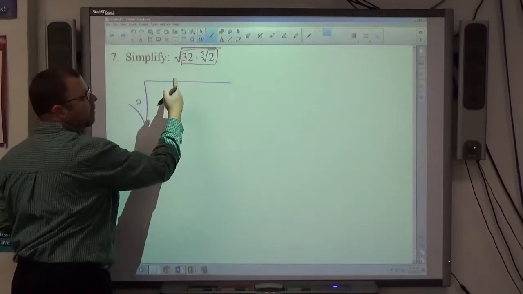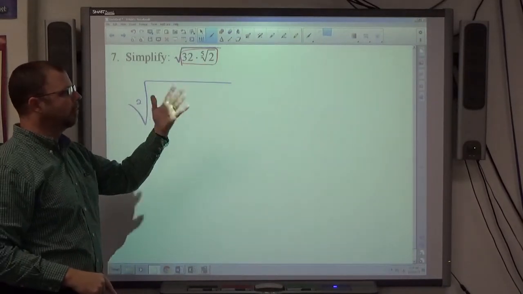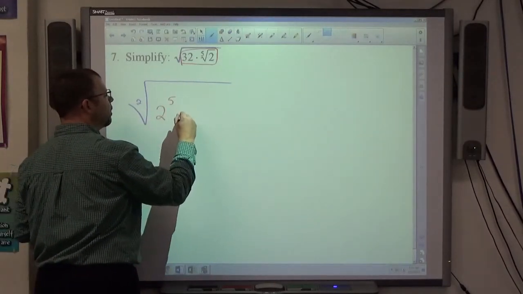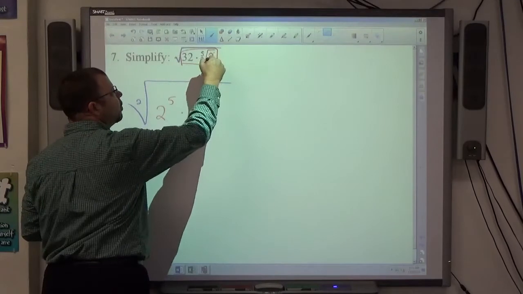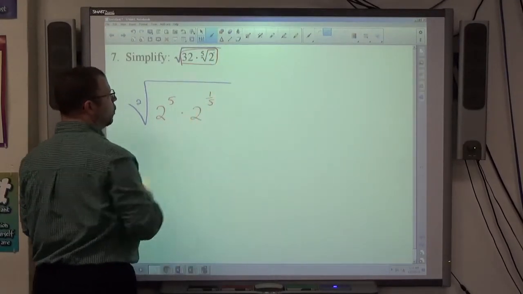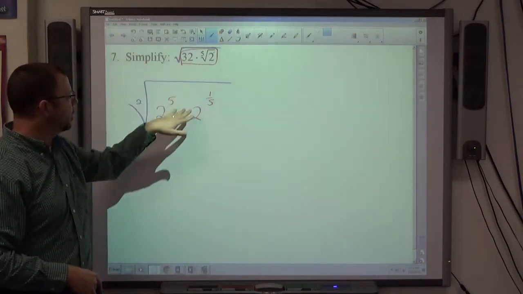2 is prime, I can't make that any better. 32, if I go 2 times 2 is 4, times 2 is 8, times 2 is 16, times 2 is 32. 32 is 2 to the 5th power. And this 2 is to the 1st, and it's being the 5th root of it. So 2 to the 1/5 power, we create that fractional power out of that. So what's in red is equivalent to what's up here circled in red.